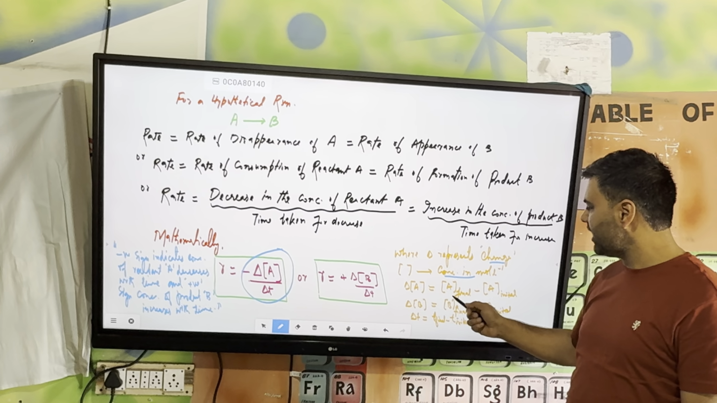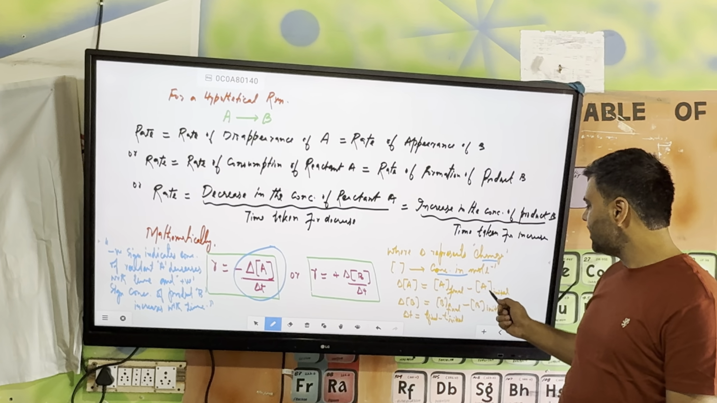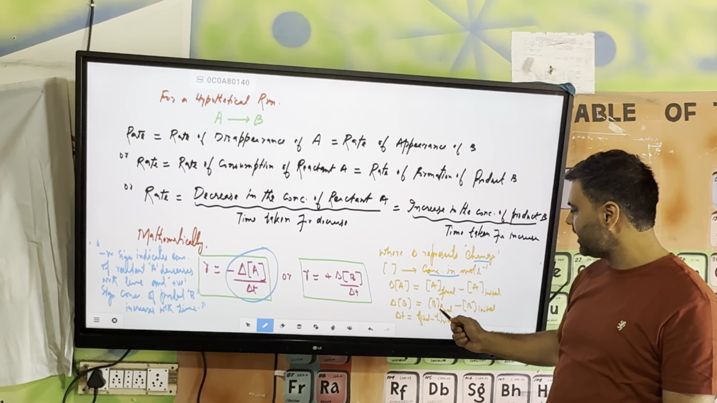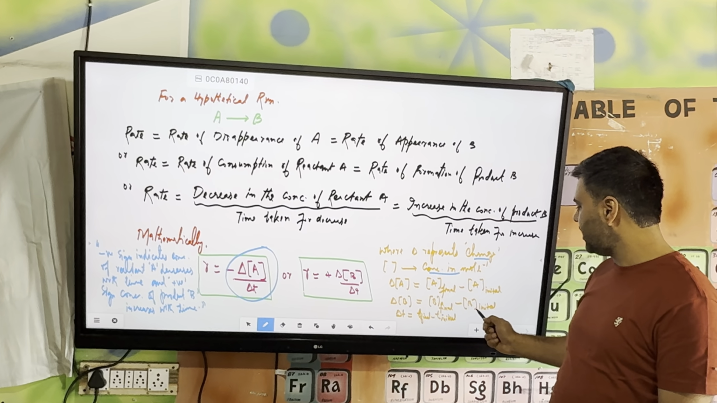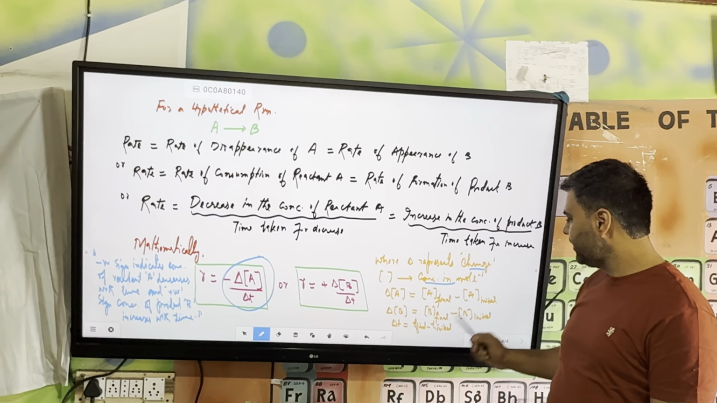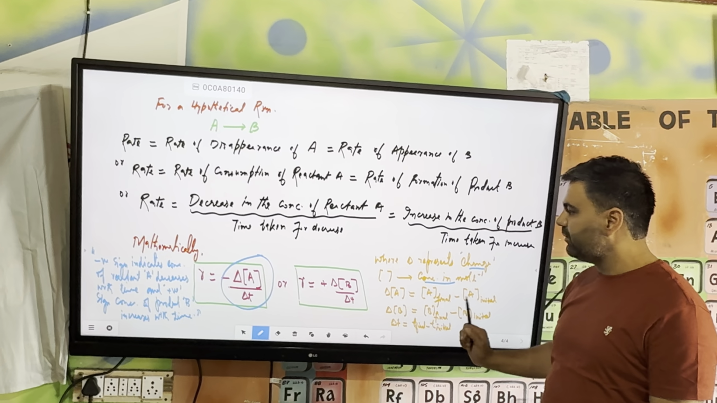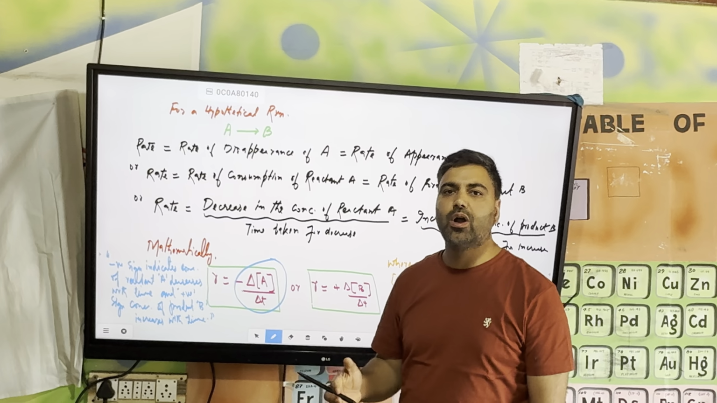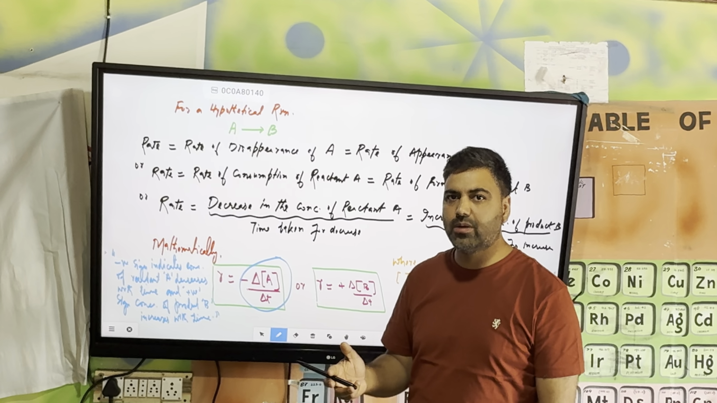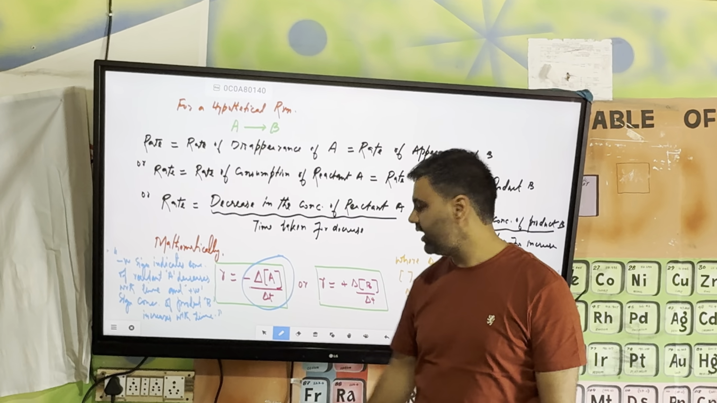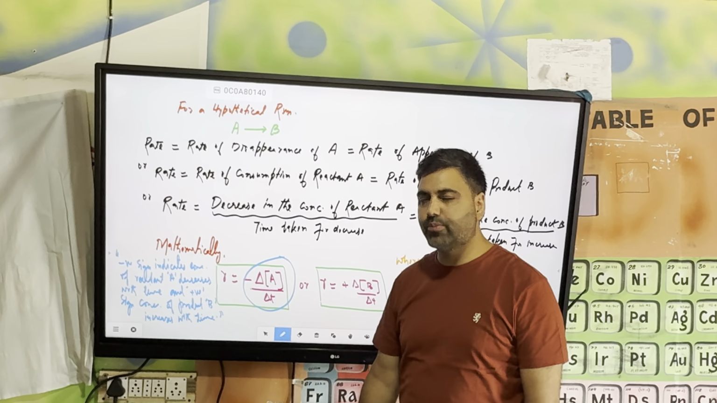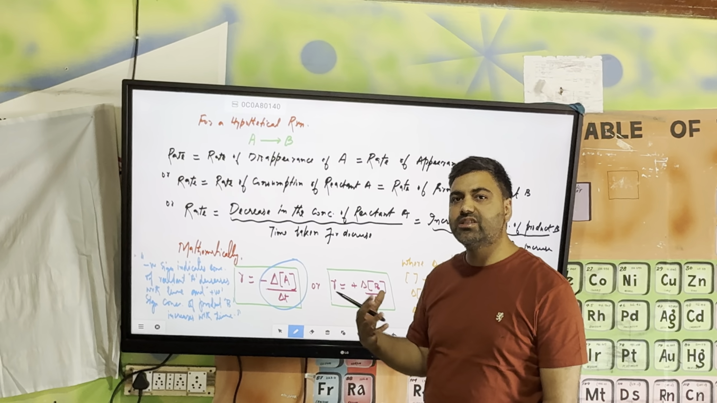Delta A is equal to final concentration of A minus initial concentration of A. Likewise, delta B will be equal to final concentration of B minus initial concentration of B, and delta T will be T final minus T initial. Why is this negative sign here? Because as the reaction progresses, there occurs a decrease in the concentration of the reactants. That is why we are taking the negative sign. While the positive sign is there for the products, because as the reaction progresses, the concentration of the products increases with time.